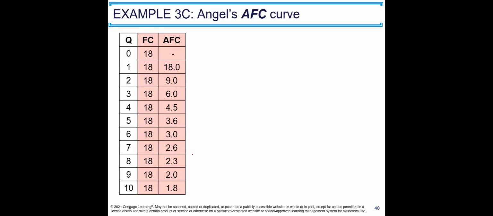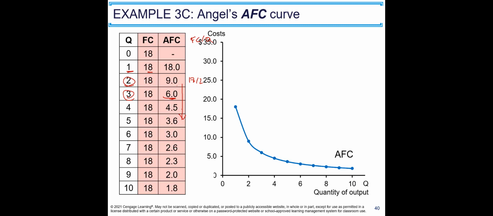So let's see how we calculate average fixed cost. Remember, average fixed cost is fixed cost divided by quantity. Here the quantity is 1, 18 divided by 1, 18. Quantity is 2, therefore 18 divided by 2, 9. Quantity is 3, 18 divided by 3, 6, and so on. As you see, average fixed cost goes down when you produce more and more output. Therefore, the average fixed cost curve is downward sloping. It starts at the highest level because with the first unit you pay 18, and then it goes down because the cost is spread over the quantities you produce.